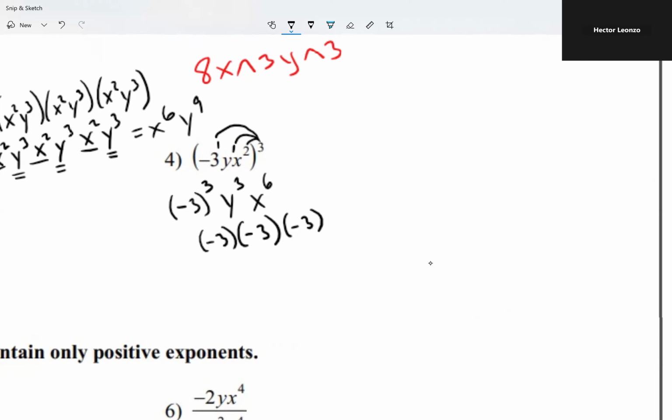Some of you were like, how's 3 times 1 equal to 2? I don't know. I just fixed it. I can make mistakes, right? We're all human, so it's fine.